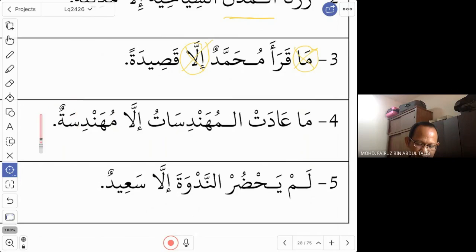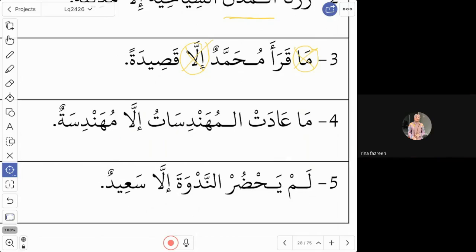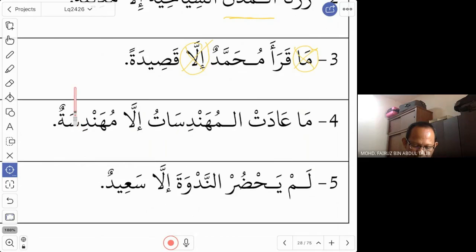Muhandisatun. This is the mustasna. This is the adat istisna. Okay, this is the mustasna. Do you have the mustasna minhu? Yes. Where is the word?